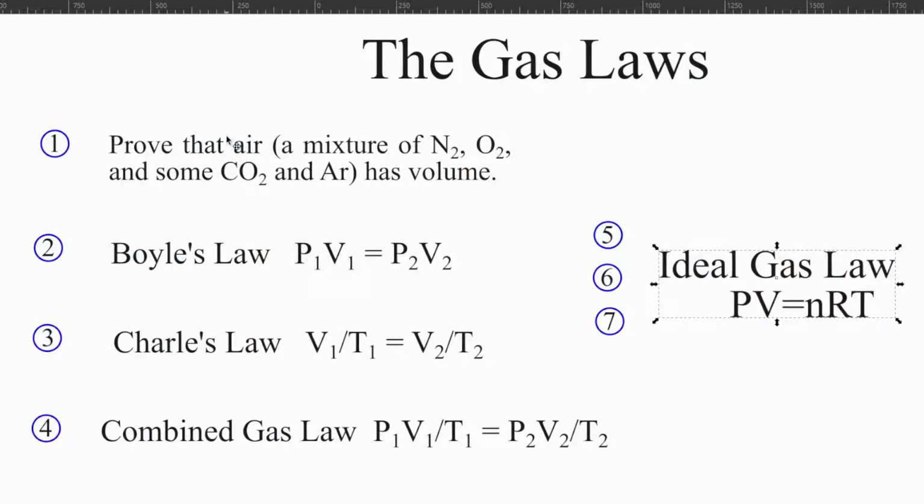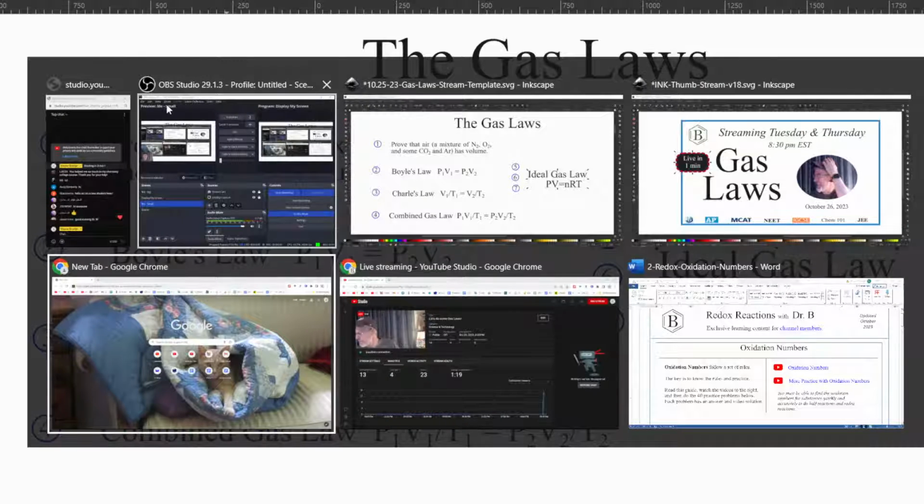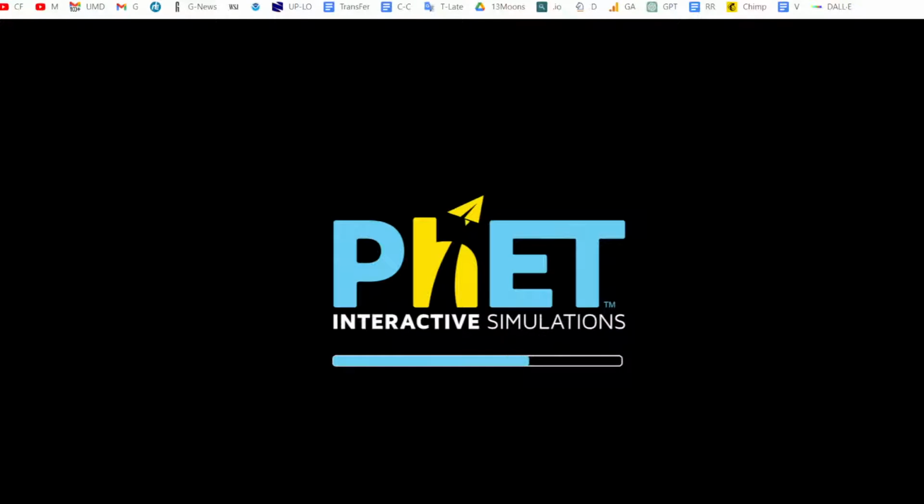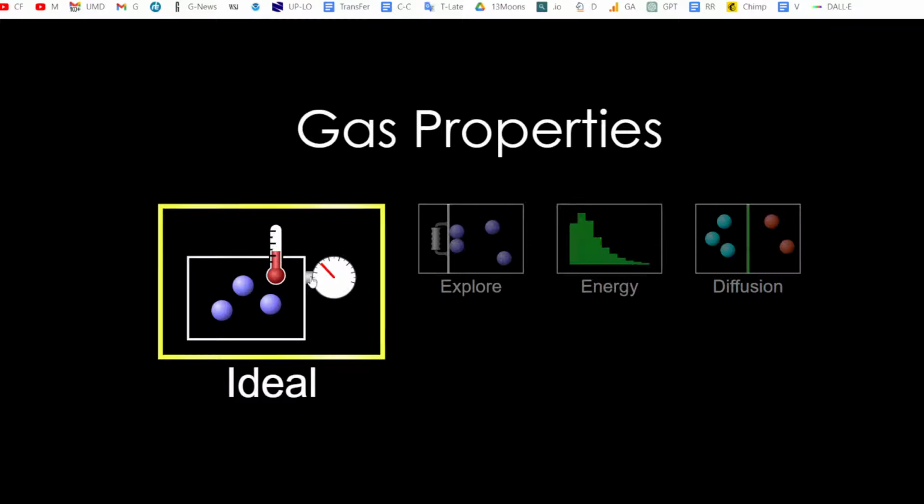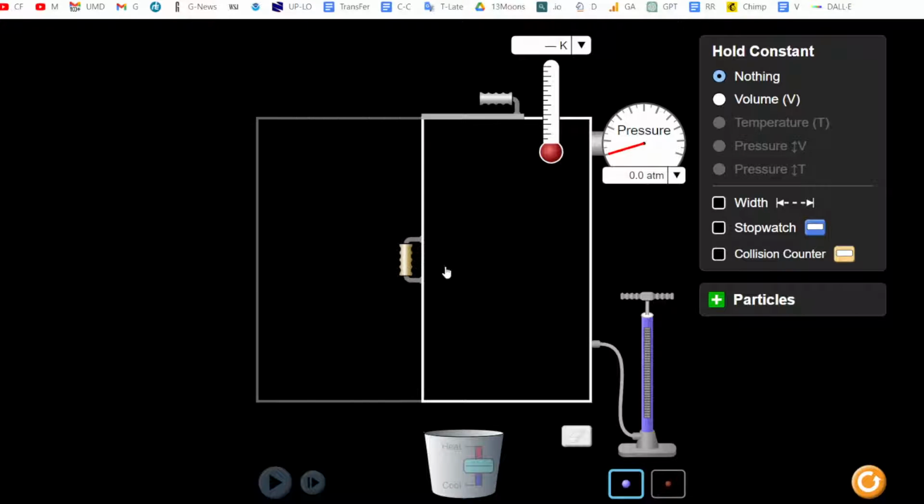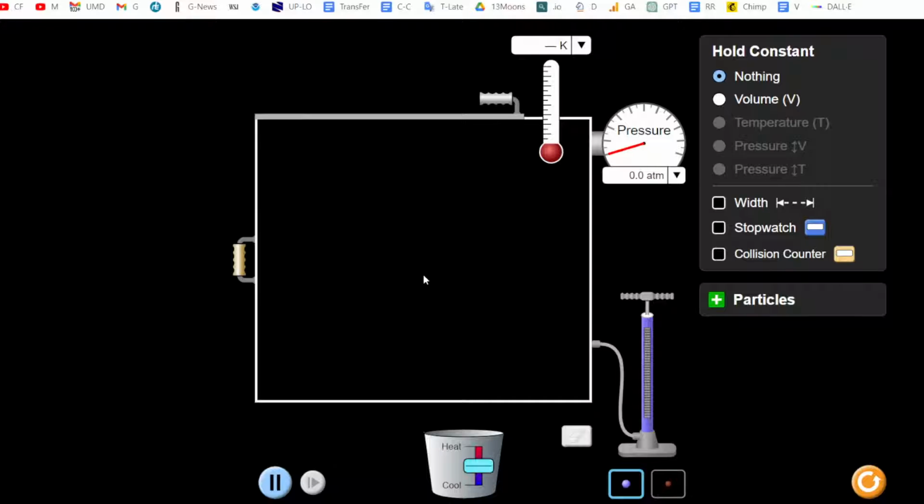Let's pull up the screen here. We can go to this animation, and I'll drop this animation in the chat. Here's our container. This is like our bottle, and we can make it bigger or smaller. There's nothing in it right now.